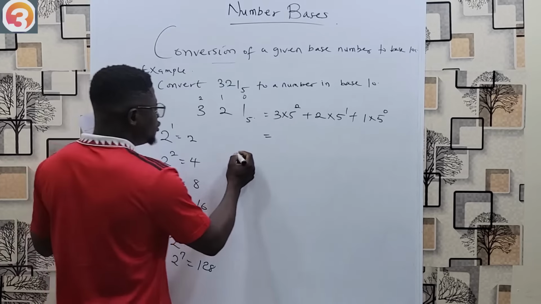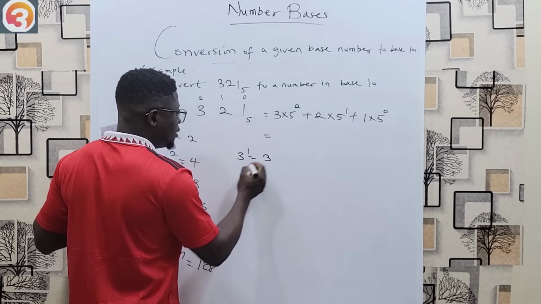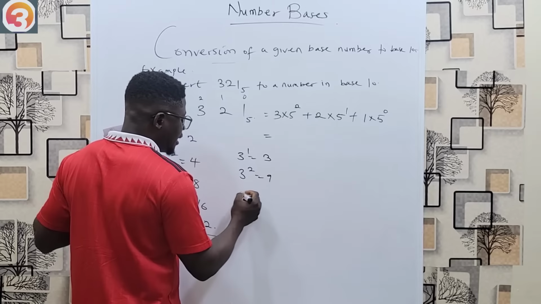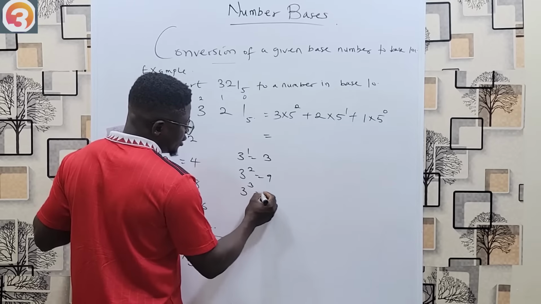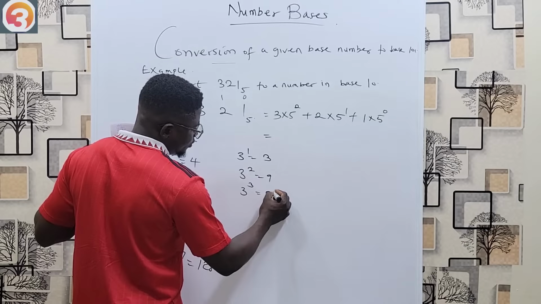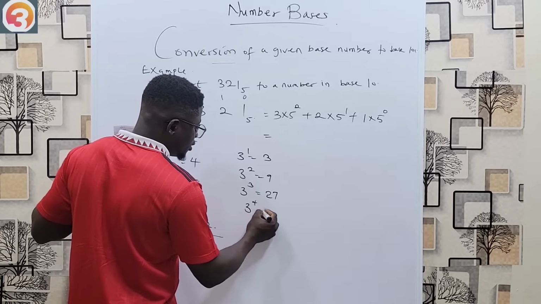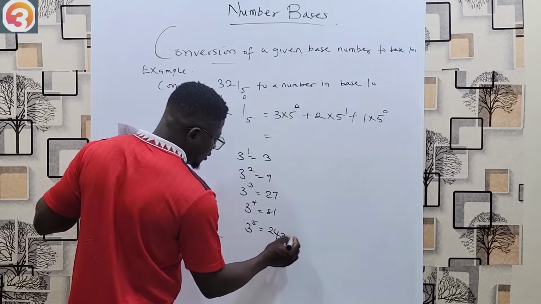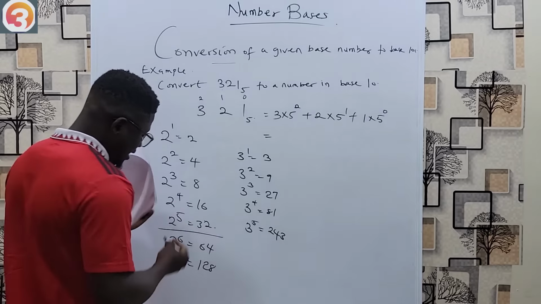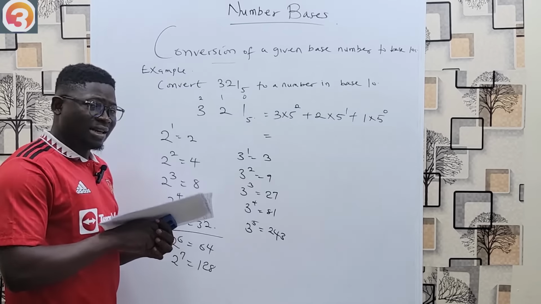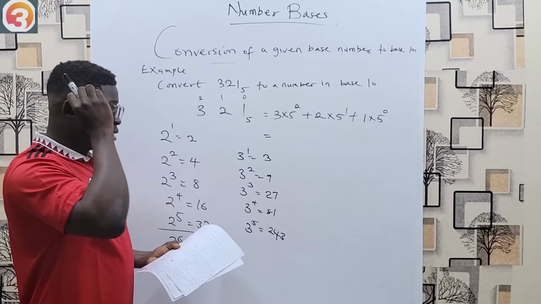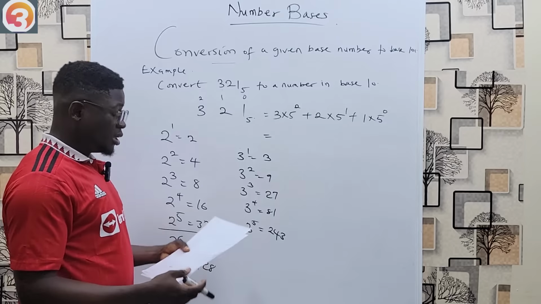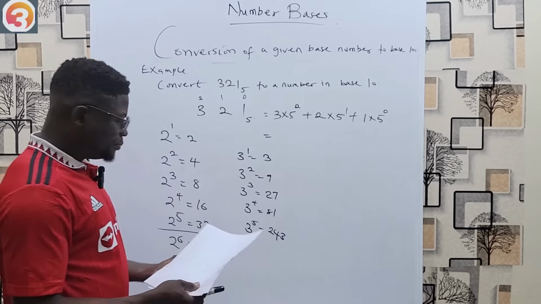Also, the powers of 3, you should know them. 3 raised to power 1 is 3. 3 raised to power 2 is 9. 3 raised to power 3 is 27. 3 raised to power 4 is 81. 3 raised to power 5 is 243. 3 raised to power 6 is 729, and so on and so forth. But they don't usually exceed 3 raised to the power of 5.